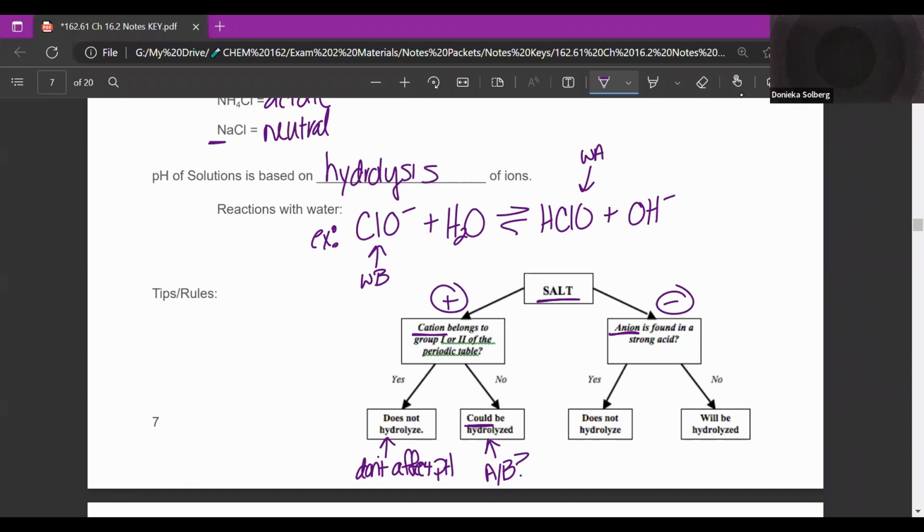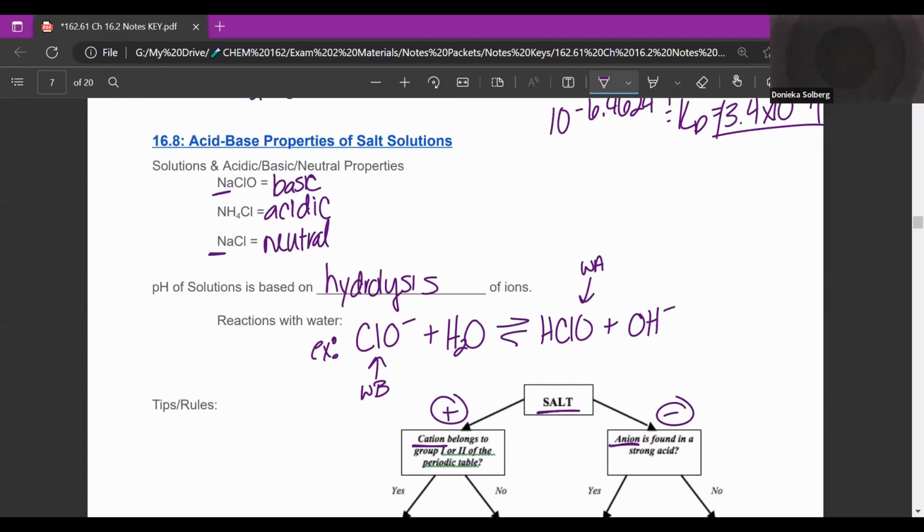When you look at the negative thing, if it is found in a strong acid, meaning those 6 that you had to memorize, it does not hydrolyze, meaning it doesn't affect pH. So is it found in a strong acid? Here's an example, Cl minus. Is that found in a strong acid? Well, yes, it is in HCl, which is a strong acid. So it's not going to affect pH. Reason being, it is the conjugate of a strong acid, so it doesn't really do anything. That's why Cl minus doesn't affect the pH.